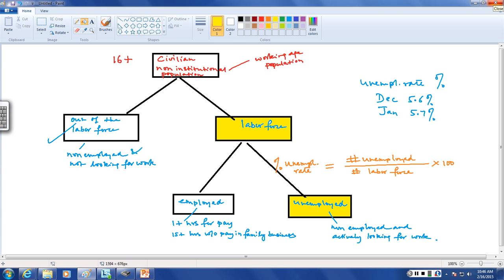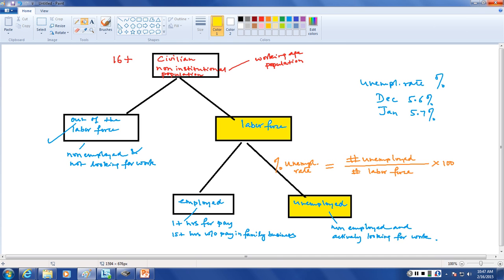That's your unemployment rate. So when in January the unemployment rate is 5.7%, what does that mean? That means that of every 100 people in the labor force, 5.7, or for every 1,000 people in the labor force, 57 were unemployed. So that was your January figure there. So that's how the unemployment rate is calculated. So now we have this firm understanding of the unemployment rate. Correct?